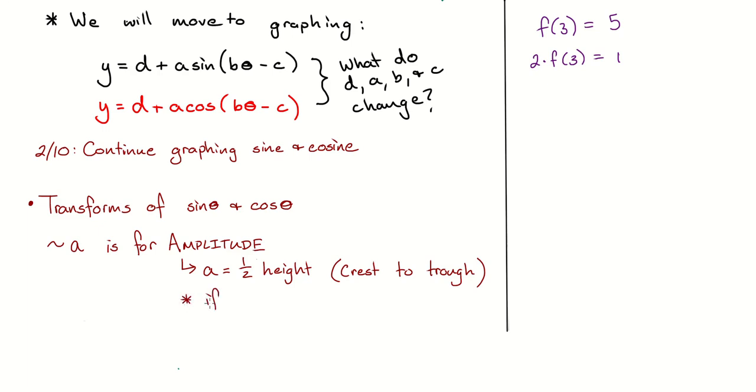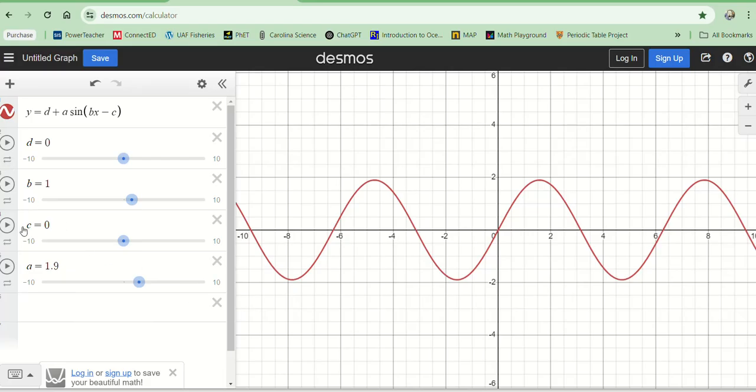If A is negative, and I'm just going to write less than 0, we reflect. Reflect over which axis? I'm fine with calling it X. Alternatively, you may want to call it the theta axis, but we're probably going to wrap around using X again. Cool. Everybody cool with the amplitude?